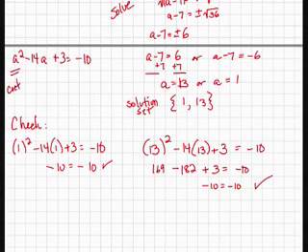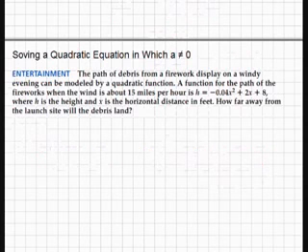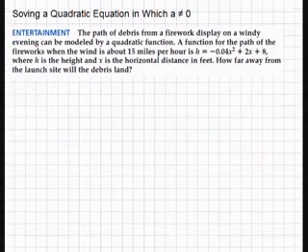Now in the examples we've done so far, the coefficient of the x squared term has been 1. What if the coefficient of x squared was not 1? Let's look at this example. Solving a quadratic equation in which a is not equal to 0.